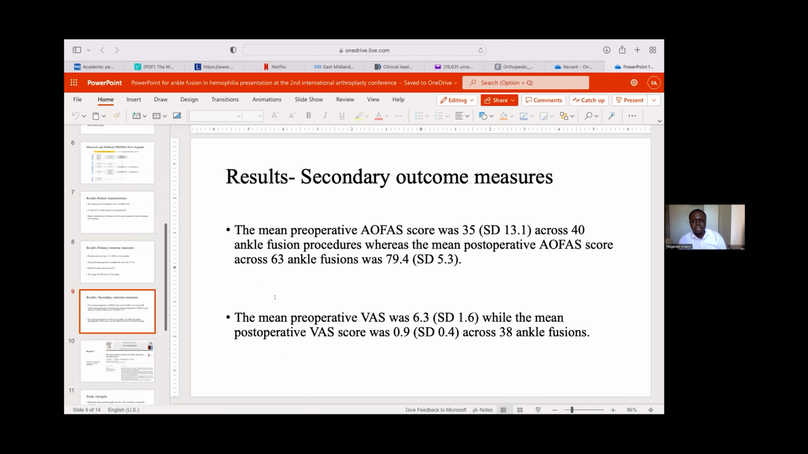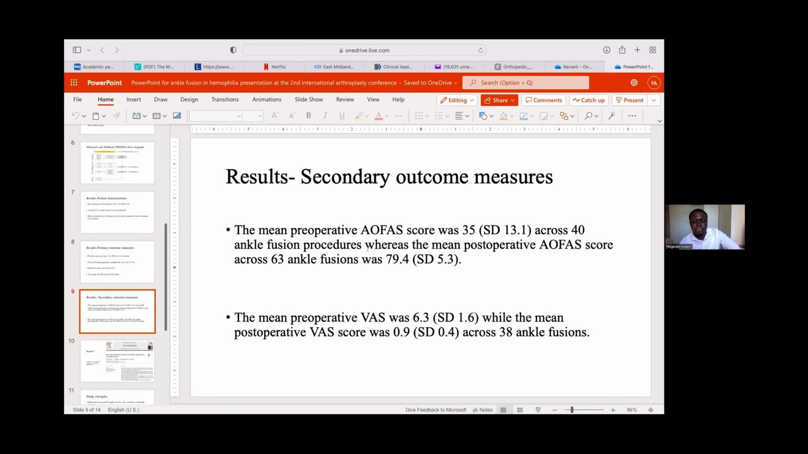Looking at our secondary outcome measures, most studies reported on the LFAS hindfoot functional outcome score. The mean preoperative LFAS score was 35 with a standard deviation of 13 across 40 ankle fusion procedures. So it means not all studies reported outcome data using LFAS scores. So 40 ankle fusion procedures were reported using the LFAS scoring system.